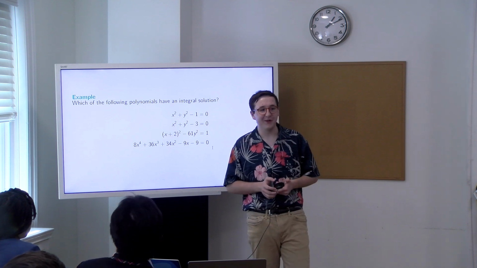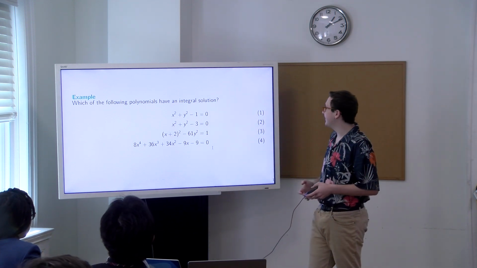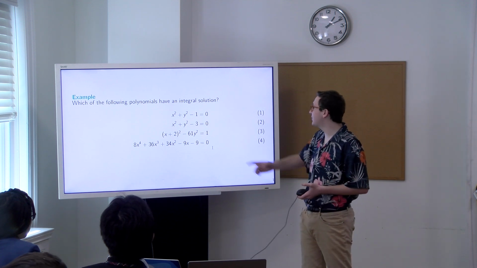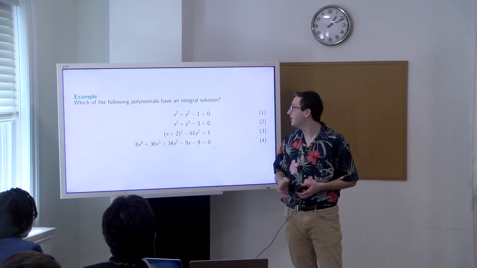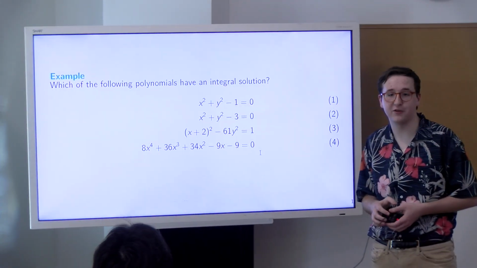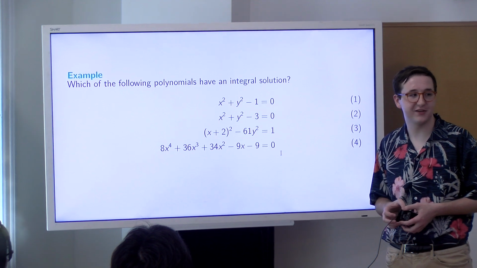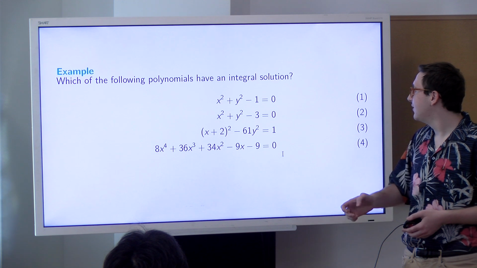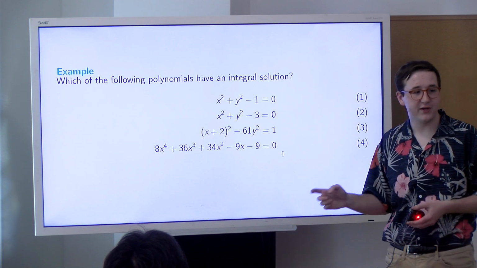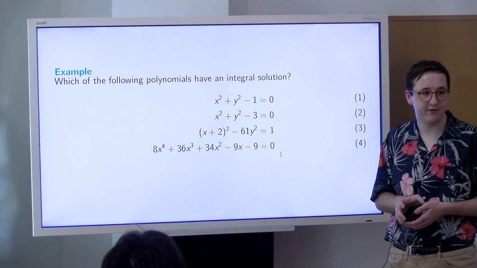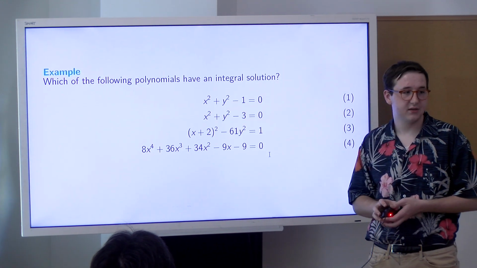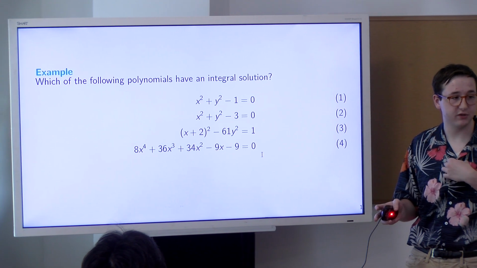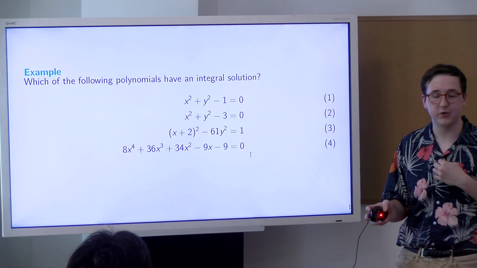So you should all be familiar with polynomials. I'll go around the room and you can answer these questions. Which of the following polynomials has an integral solution? This number 1, does that have an integral solution? Yes. Okay, what are they? 1, 0, negative 1, 0, 0, 1, 0, negative 1. No, that's it for this one. It's just a circle. Integral solutions. We're not worried about rationals or irrational numbers.